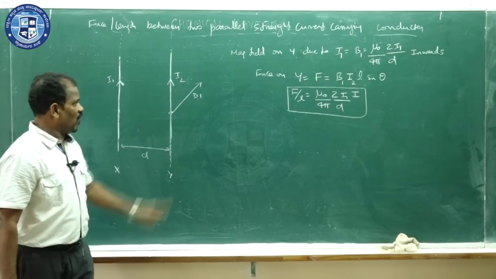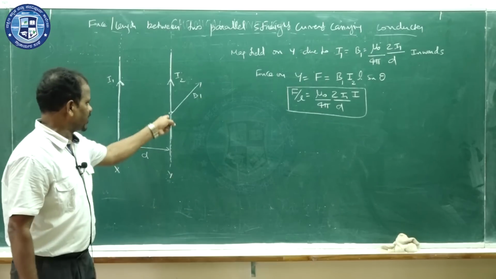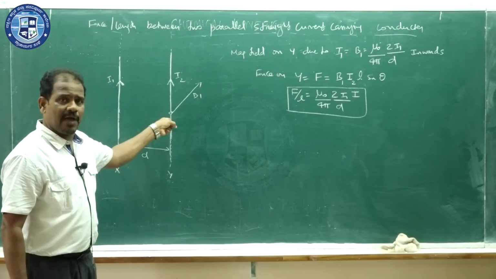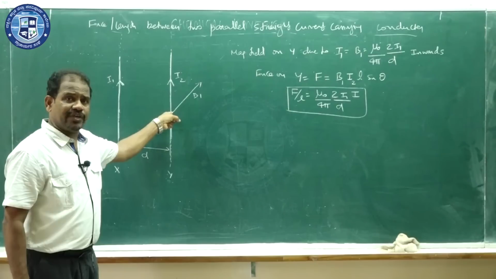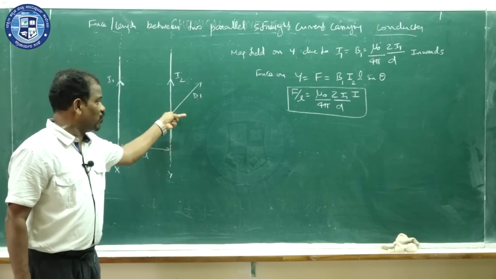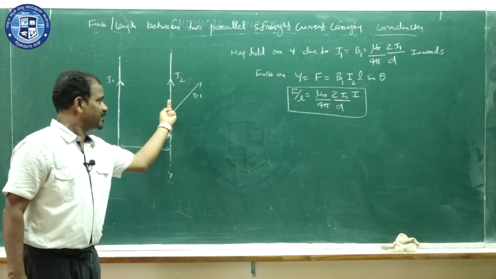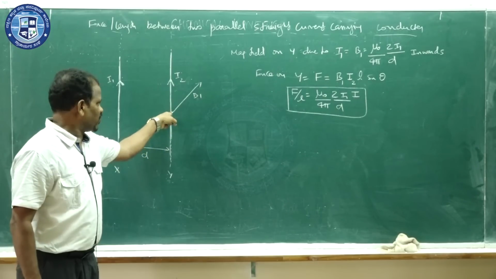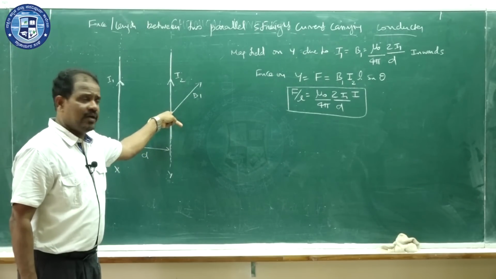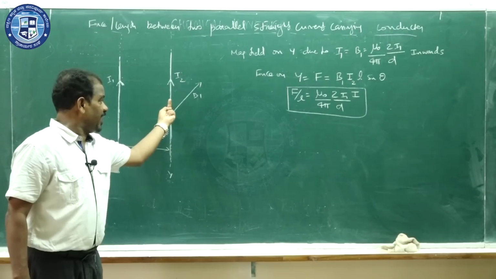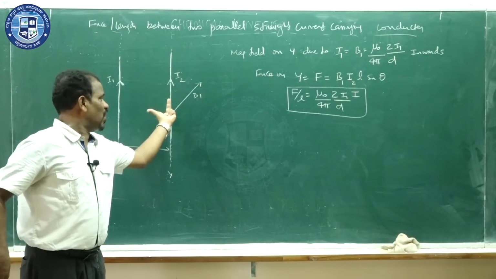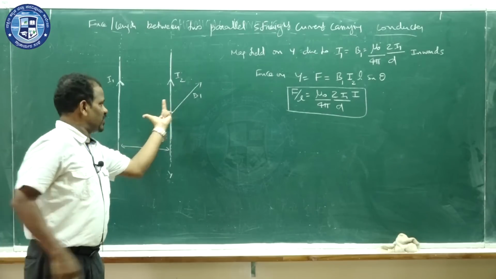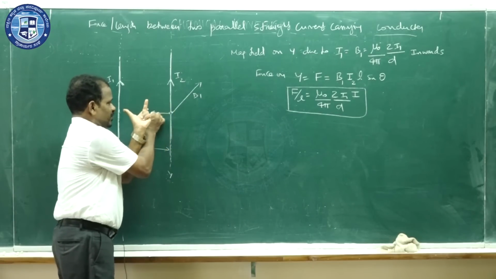So here 4 fingers show the direction of magnetic field. Magnetic field is inwards. Middle finger shows the direction of current. Current is upwards. Now you turn it like this. You see here? I am turning. Four fingers show the direction of magnetic field, middle finger the direction of current. Now stretch the thumb. Thumb shows the direction of force. So this is the direction of the force.